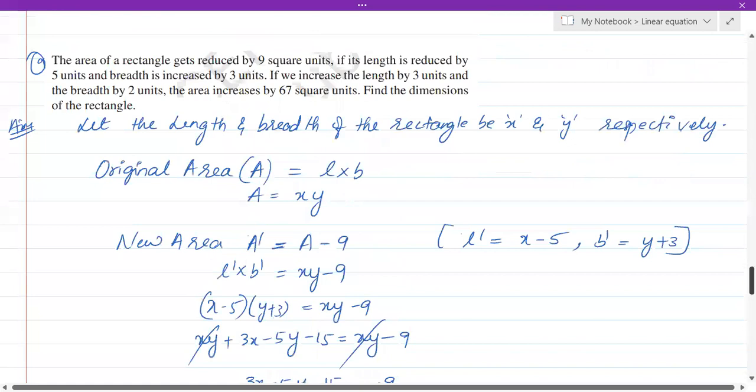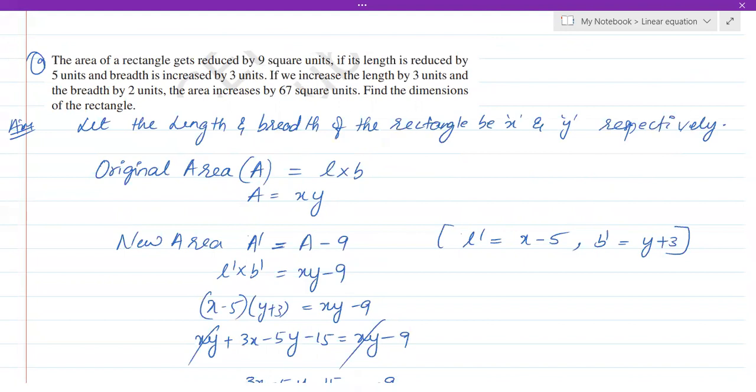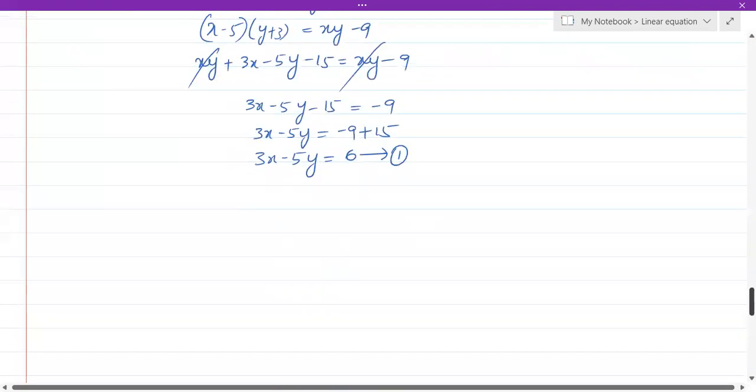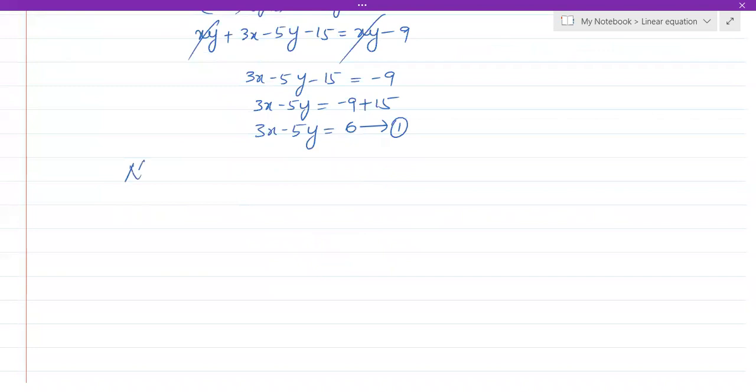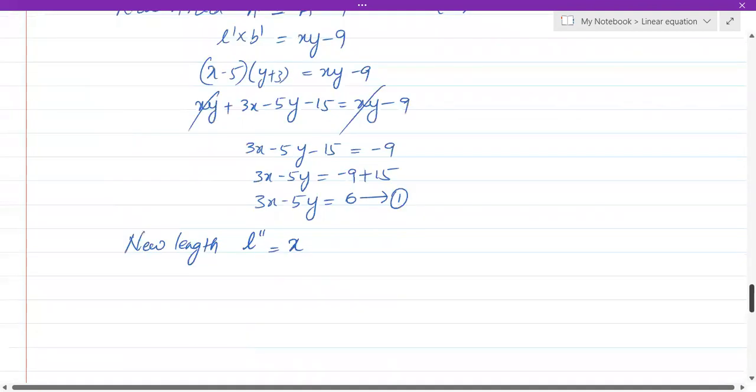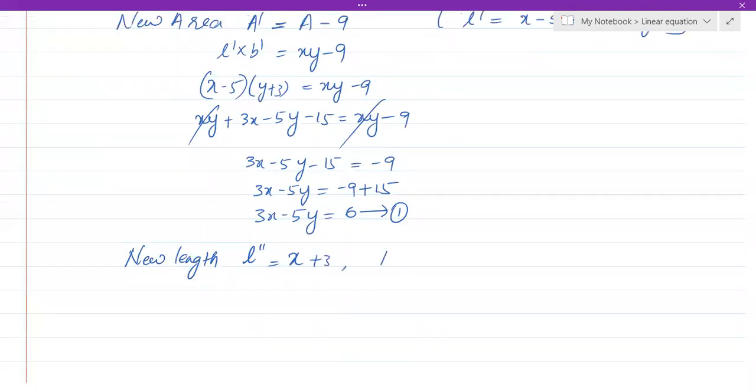Again, if you observe the question, we are having a new area. That is, suppose we increase the length by 3 units and breadth by 2 units, here we are increasing both. Therefore, the area increases by 67 square units. Now, again, we are having a new length. Let's take it as L double dash. The original is x. How much are we increasing? The length is increased by 3 units, so x plus 3. The new breadth B double dash is increased by 2 units.